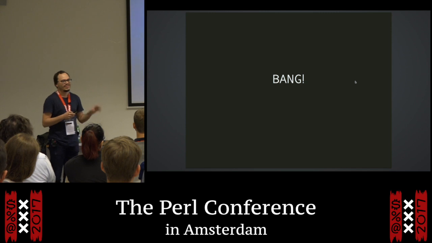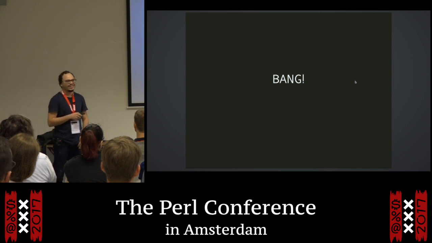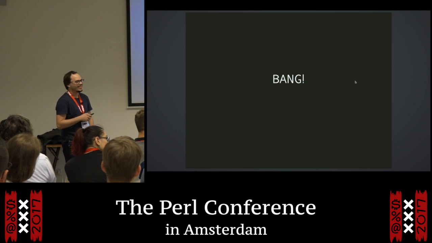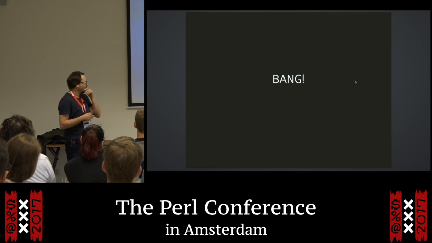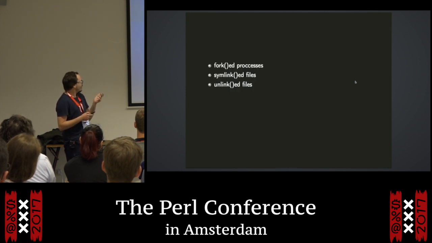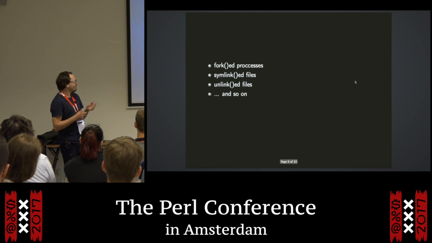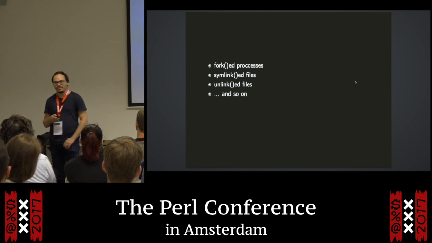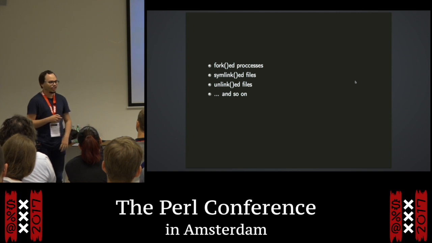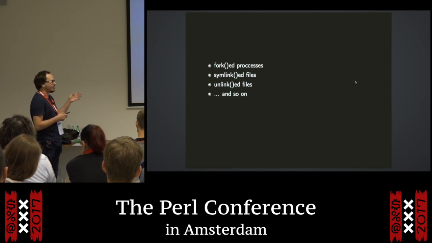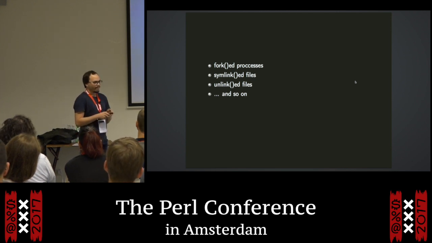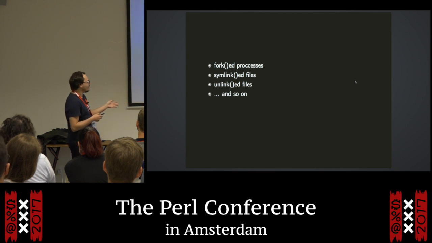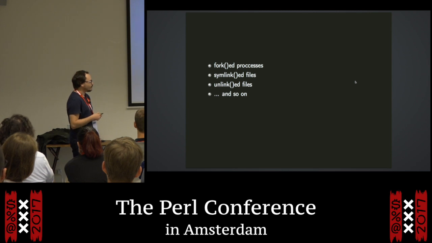Can anyone guess what has happened? Yeah. Did the fuzzer encounter a fork? Yeah. It has not only encountered a fork, it also encountered symlinks, unlinks, and so on. A lot of different stuff. Since Perl is a general purpose language, it has to have all those utilities and tools in it. But we want to run our fuzzer, so what do we do? We patch Perl, of course. What else can we do?